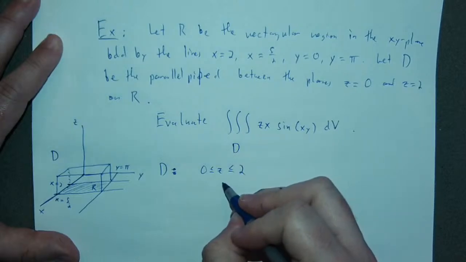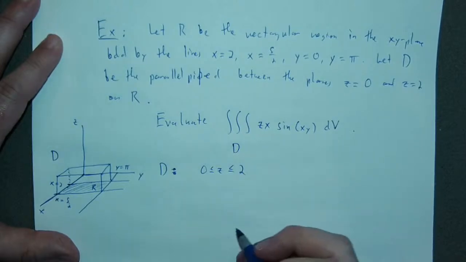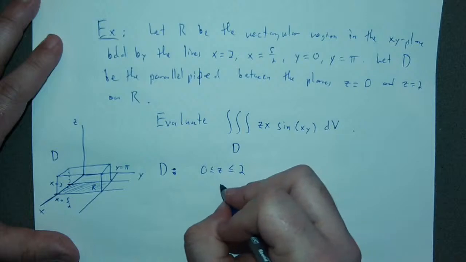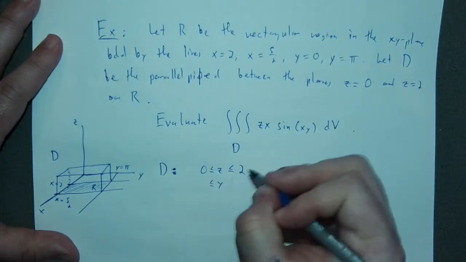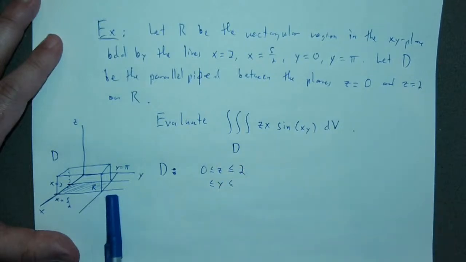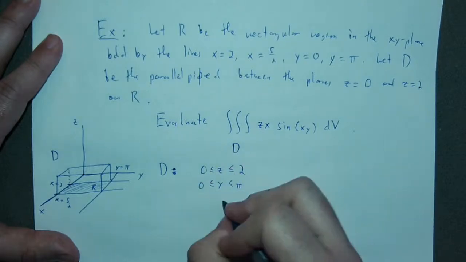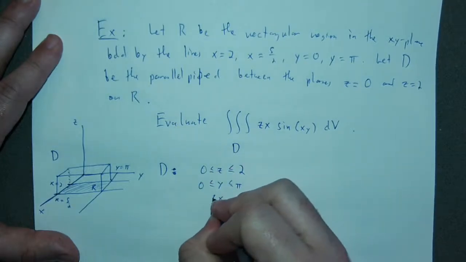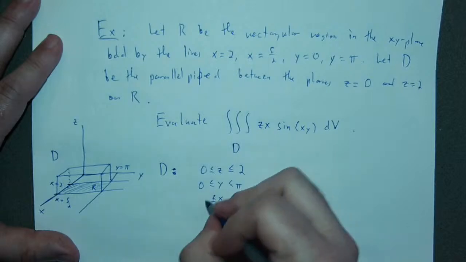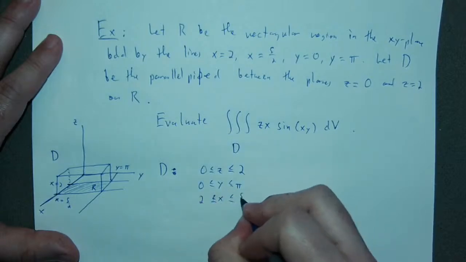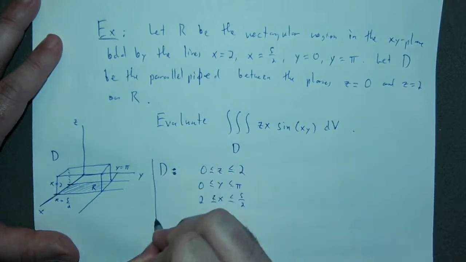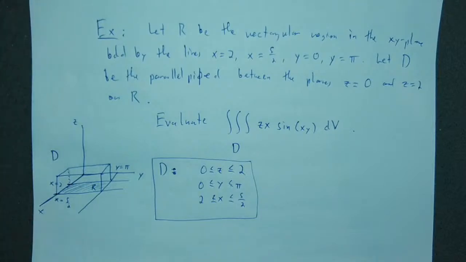I can treat R as horizontally simple or vertically simple. I'm going to treat it as a vertically simple region. So y is between 0 and pi, and x is between 2 and 5/2. For this region D, every single variable is bounded between two constants. So this is as simple as it gets for triple integrals.